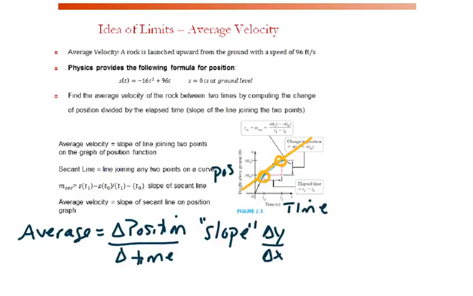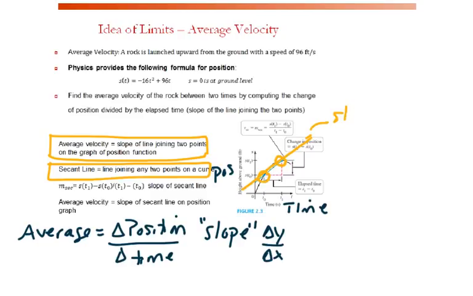So the average velocity is the slope of the secant line joining the 2 points on a graph of a position function. So I want to write that out for you. The average velocity is the slope of the line joining 2 points on a position function, right? And that line is the secant line that joins the 2 points. So if we were to have these 2 points, put a line through them as we did here, then the slope of that line is the average velocity.